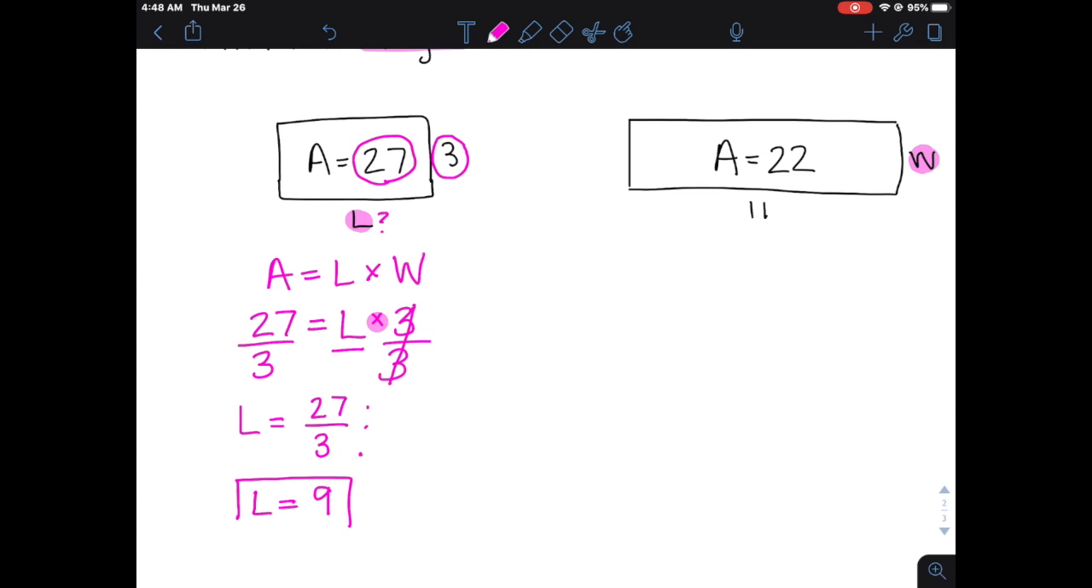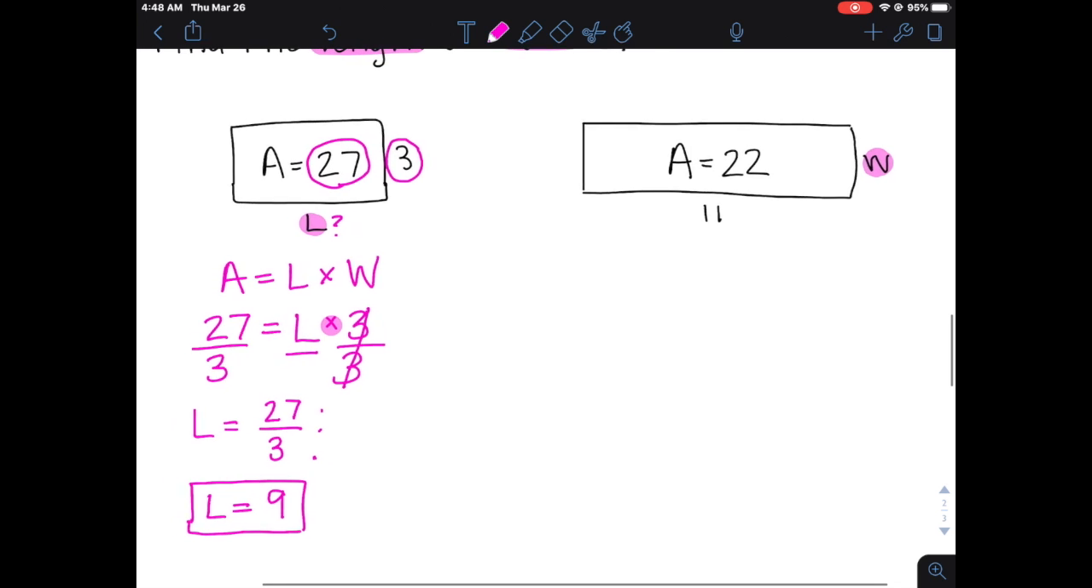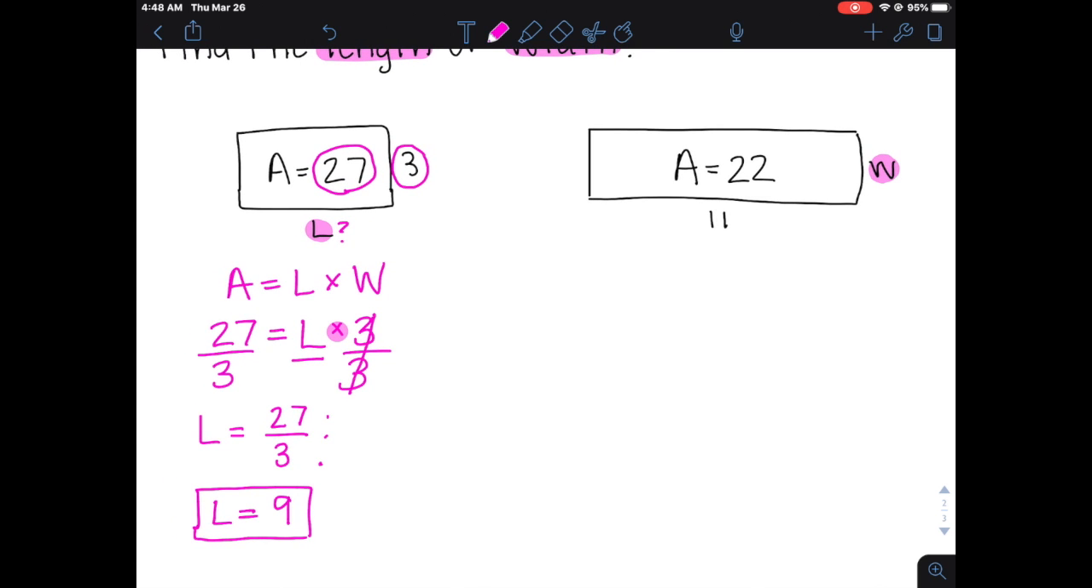So the length of this rectangle, given its area and width, is 9. Okay, so these ones are a little bit more challenging, but still doable. Again, area equals length times width, and we have to fill in the variables we know.